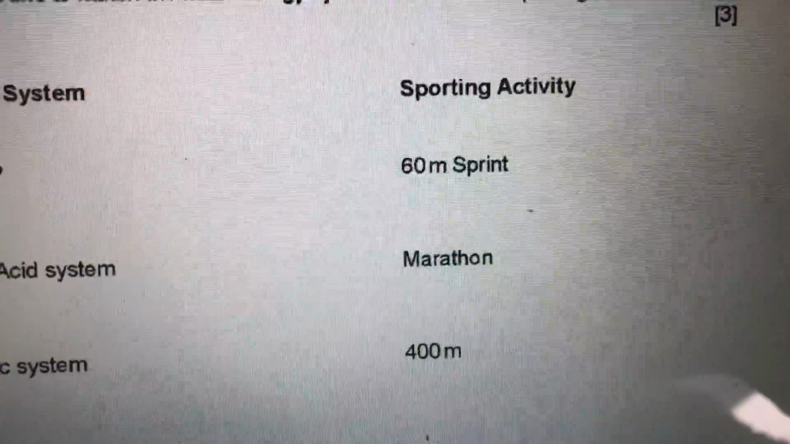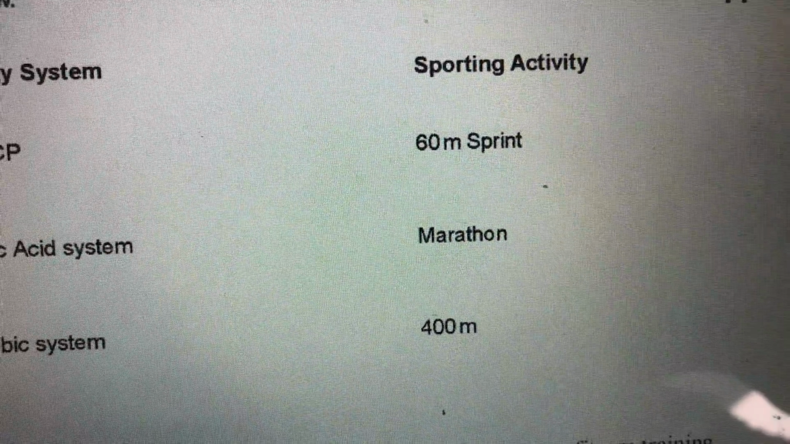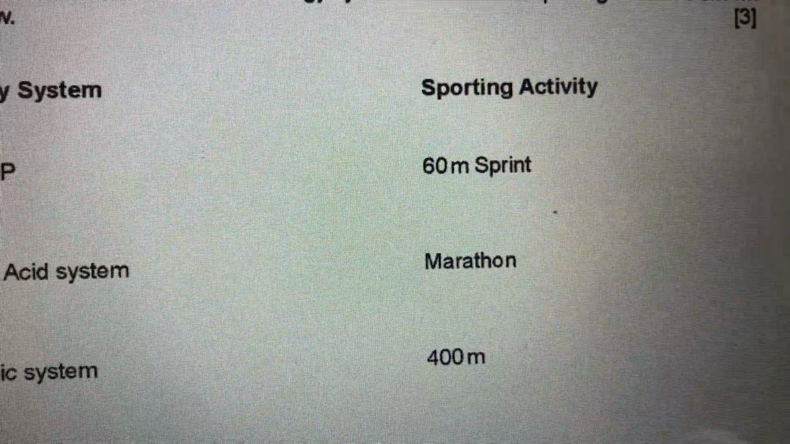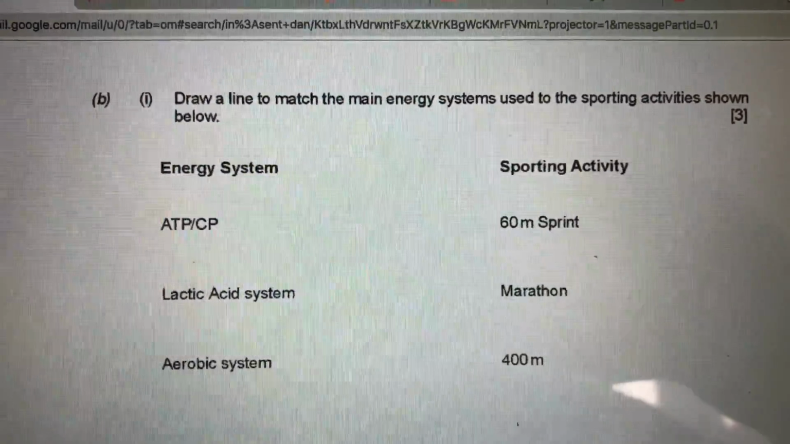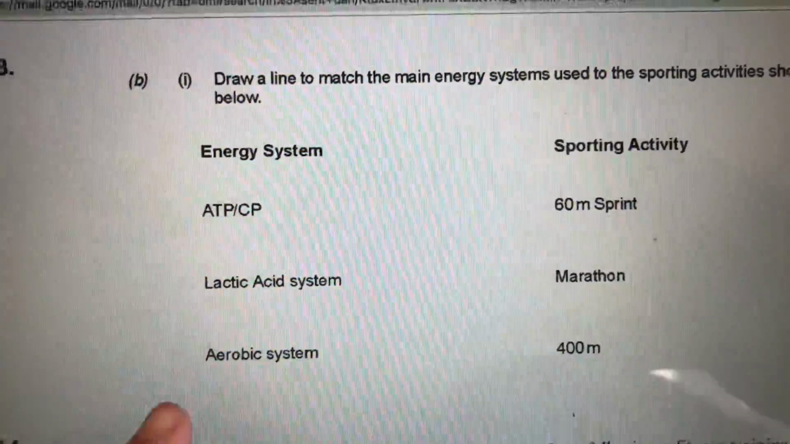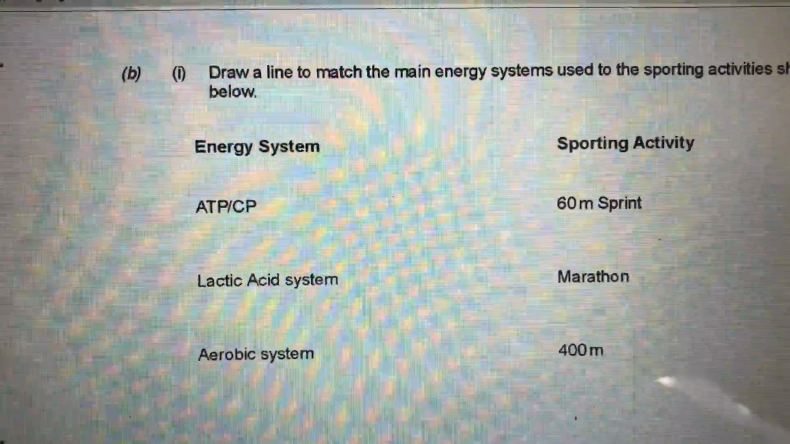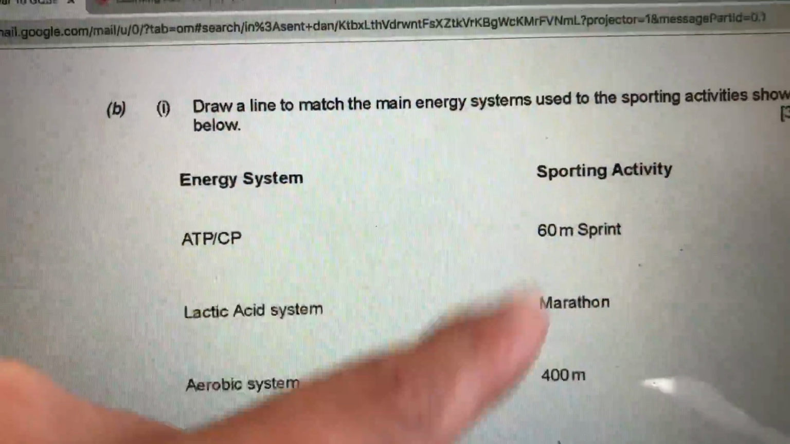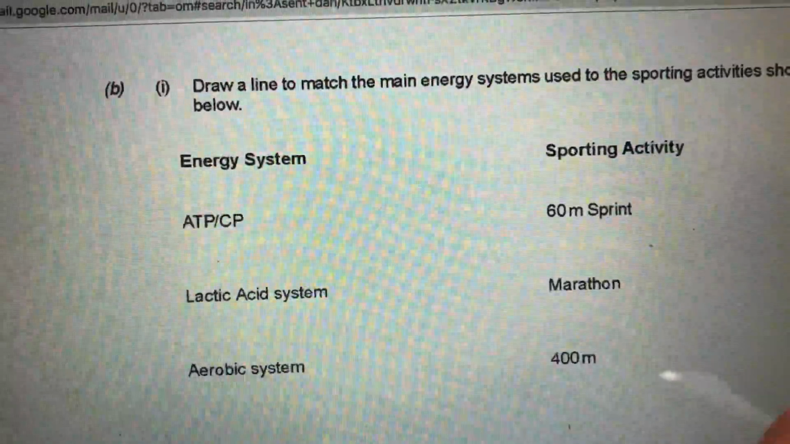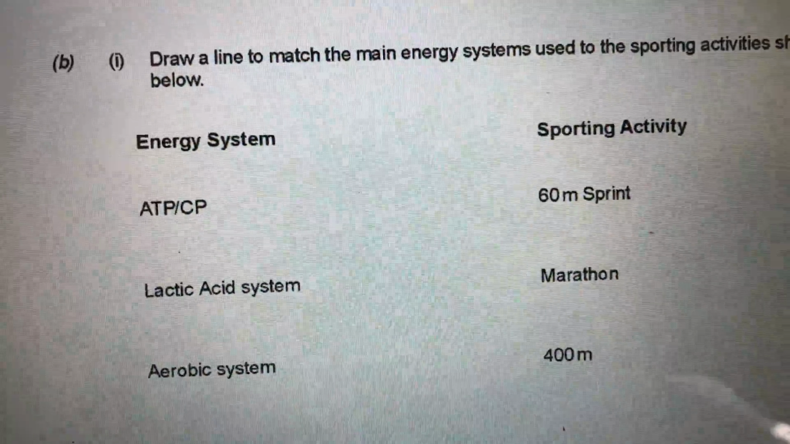And then over here, we've got sport and activities. We've got a 60-metre sprint, a marathon, and a 400-metre. Now, I'm going to do a process of elimination. All right, so I've already identified that the aerobic system here is with O2, with oxygen. So which event here requires oxygen? Now, it's obviously going to be the marathon, okay?